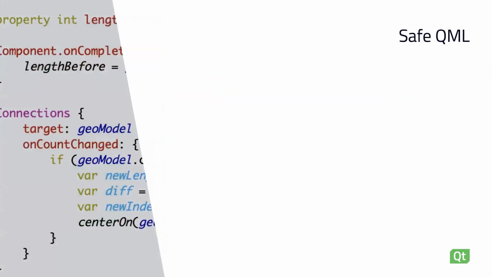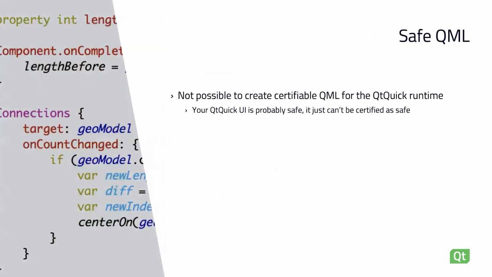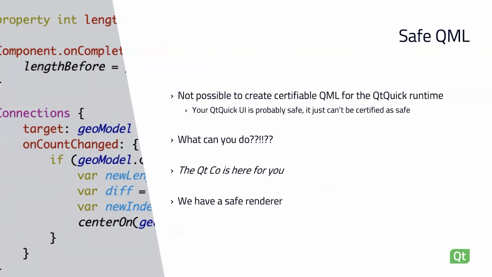So safe QML, it doesn't really matter how careful you are with writing your QML and how safe it is. It's not possible to create a certifiable QML for the Qt Quick Runtime because Qt Quick Runtime can't be certified. So that's a huge dependency on your safety critical code, which can't be resolved. And then the question is, what can you do? How can we write a safe user interface using QML Qt Quick? The Qt Company has a safe renderer, of course, which allows you to run your QML in a safe way. So how does that work?